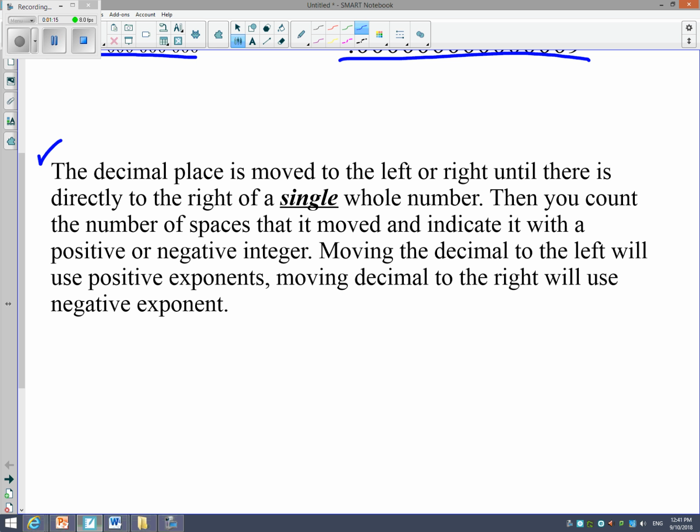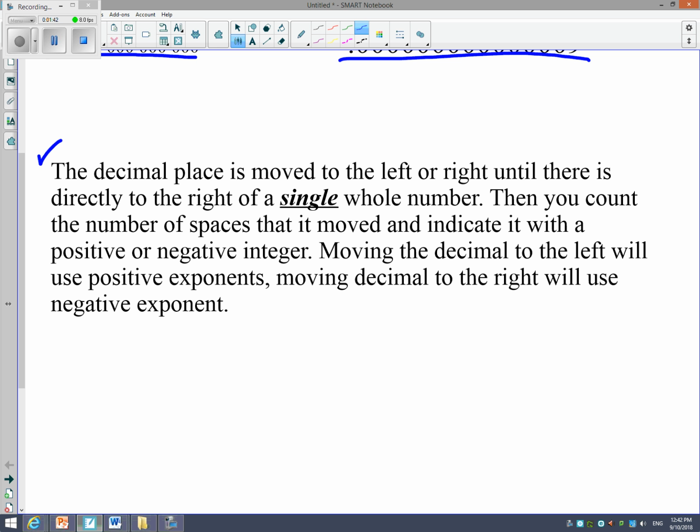So to quickly read the rule, the decimal place is moved to the left or right until it is directly to the right of a single whole number, the first single whole number. Then you can count the number of spaces that it moved and indicate with a positive or negative integer. Moving the decimal to the left, we'll use positive exponents. Moving the decimal to the right, we'll use negative exponents. Now that's a big note, but we have to start to make this ours.